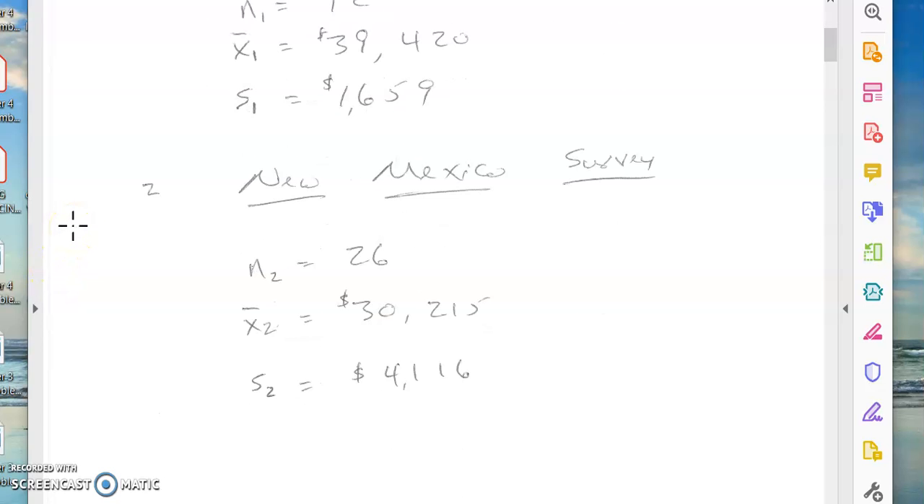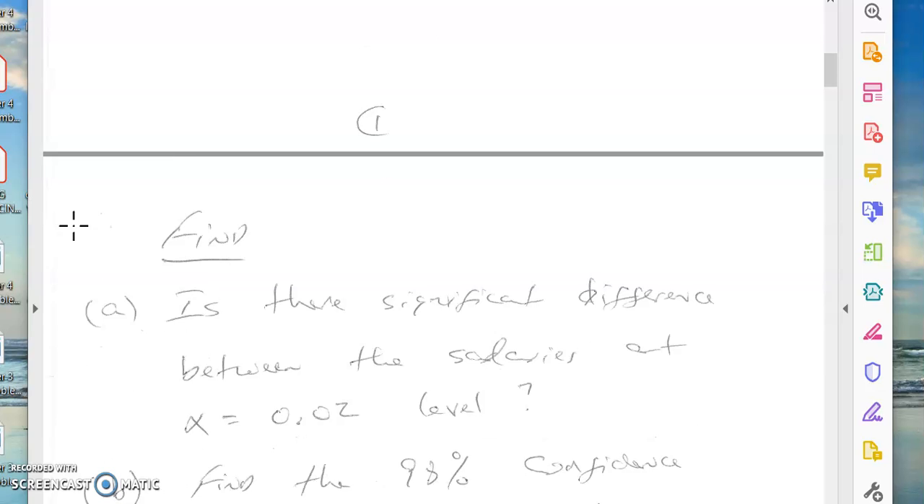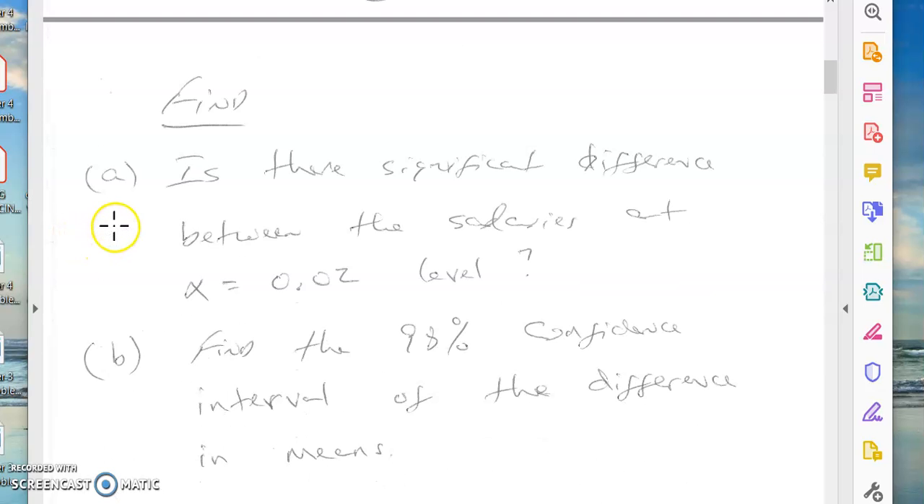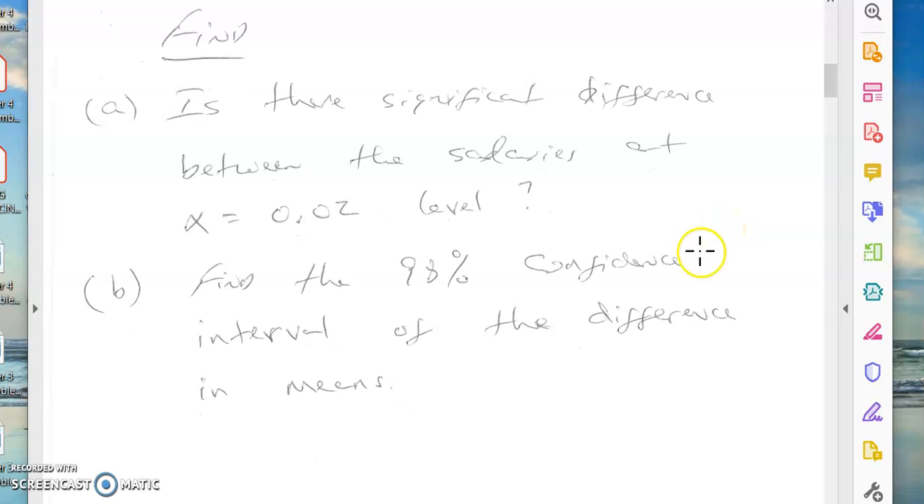So I write down the information, and then I write down what I'm supposed to find. What is the call of the question? The call of the question is, is there a significant difference between the salaries at a certain alpha level? In other words, alpha being, how willing are you to be wrong? What's your error budget is another way of saying that. And then it says find the 98% confidence interval.